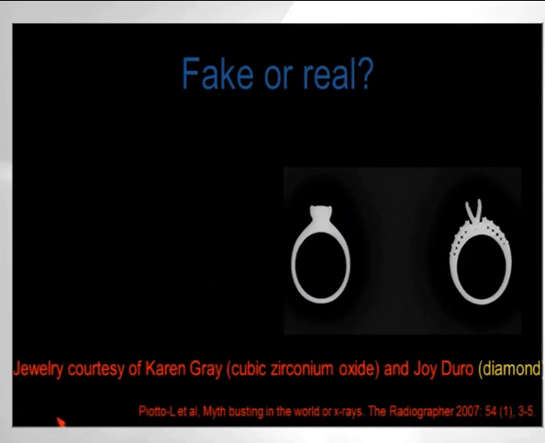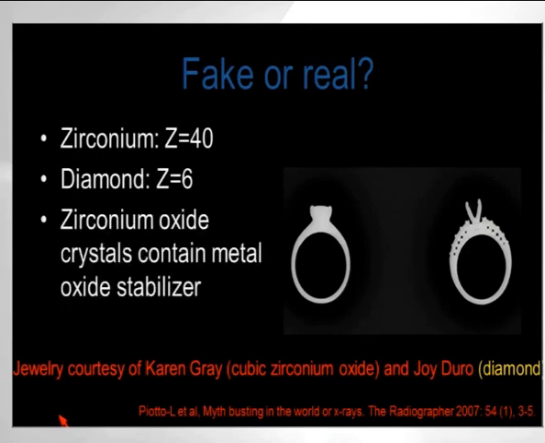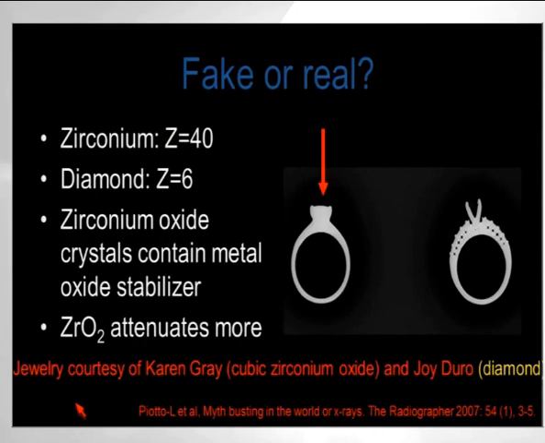we put this to the test with the help of my colleagues Karen Gray and Joy Duro. Diamonds are made out of carbon. Carbon has an atomic number of 6. Zirconium has an atomic number of 40. Therefore, zirconium is much denser. In addition, the making of zirconium crystals requires metallic oxide stabilizers such as yttrium oxide, which is also much more dense than real diamonds are, and this is why cubic zirconium oxides are radiodense and real diamonds are radiolucent. So her ring, in fact, was valuable.